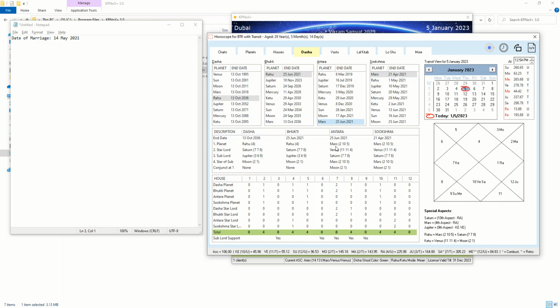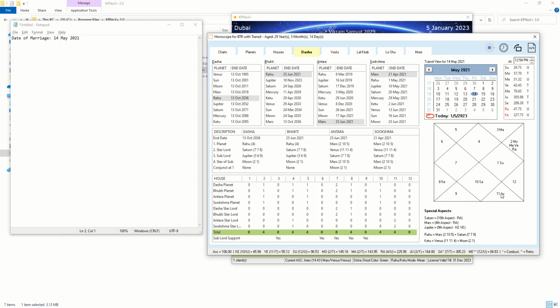I will not get into the calculations part, but we will focus more on the transit part to see whether or not the transit on this particular date was favorable for the marriage. So let's change this to 21 and this is May. May 14th was the wedding. If we take May 14th, we can see this is the transit chart for 14th of May 2021.